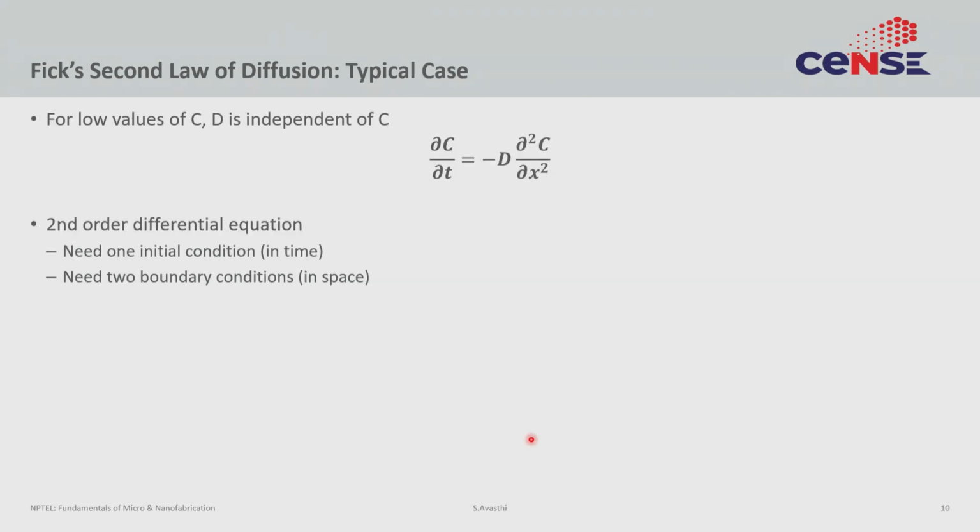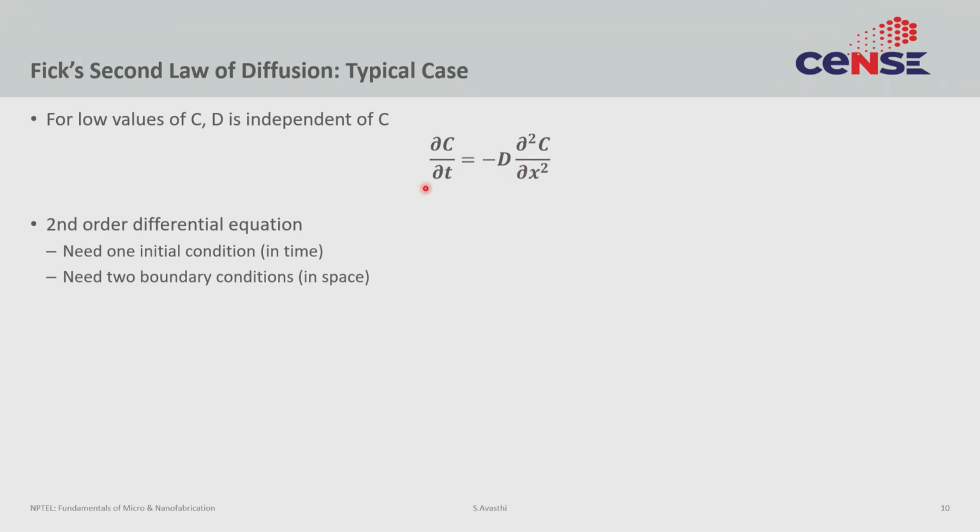If the D is independent of concentration, then you can take it out, and this gives you the simplified form of Fick's second law, which is the typical case used in most mathematics on fabrication. So, the concentration gradient with respect to time is equal to negative D, which is the diffusion coefficient, times the double derivative of concentration with respect to distance.